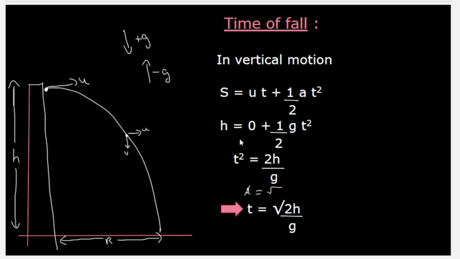S is h, equal to initial velocity is 0 because the particle is falling downwards. If the particle was moving horizontally, we would consider initial velocity to have some value. Plus half, acceleration is positive g because it is accelerating downwards, t square. Isolating t square, we get t square is equal to 2h by g. By removing the square on LHS and rooting RHS, we get t is equal to root of 2h by g. This is how we derive time of fall.